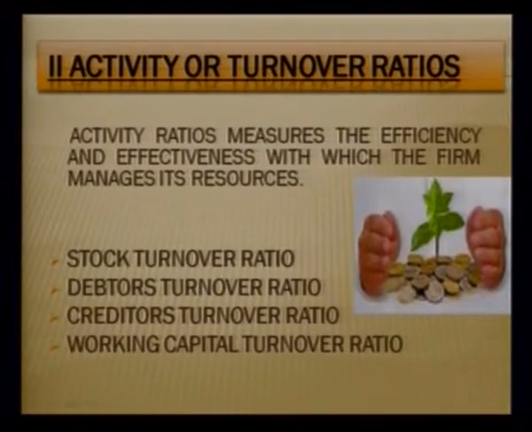As the name suggests, these are the ratios based on the activity of the business or on the turnover, which basically means the sales. These ratios are calculated with the help of the sales and cost of goods sold of the business. We will cover 4 types of ratios: the stock turnover ratio, debtors turnover ratio, creditors turnover ratio and the working capital turnover ratio. In this session, we are going to discuss all these 4 ratios in detail.